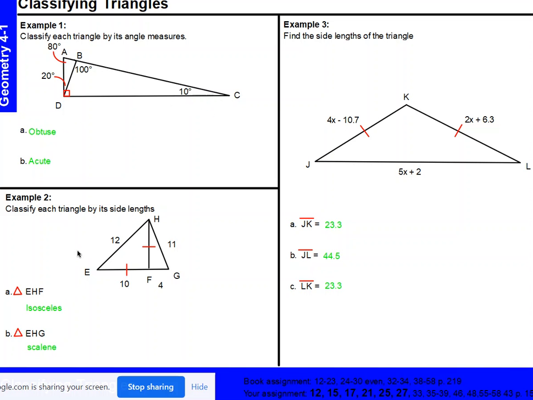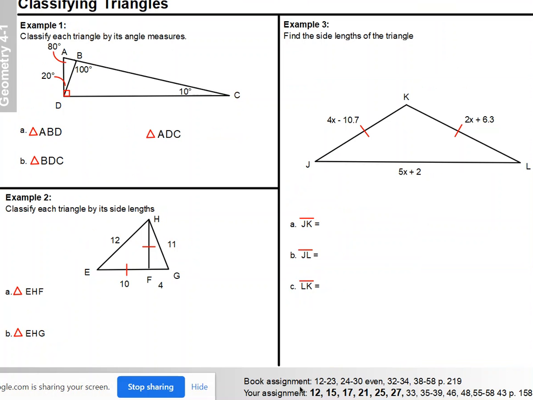Using the side lengths, triangle EHF is isosceles. Triangle EHG is scalene. And then line segment JK is 23.3. Is that what you got? Yeah. Okay, so you got the same thing for all of these? Yeah.